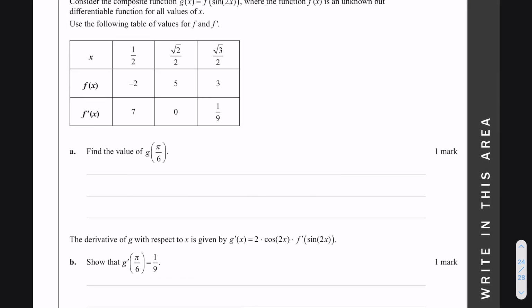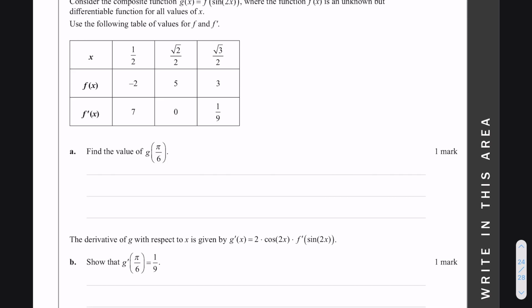Okay. Oh, that's weird. They never give functional equations questions. Consider the composite function g of x equals f of sine 2x, where the function f of x is an unknown but differentiable function for all values of x. So this tells us about f of x and f dash of x.